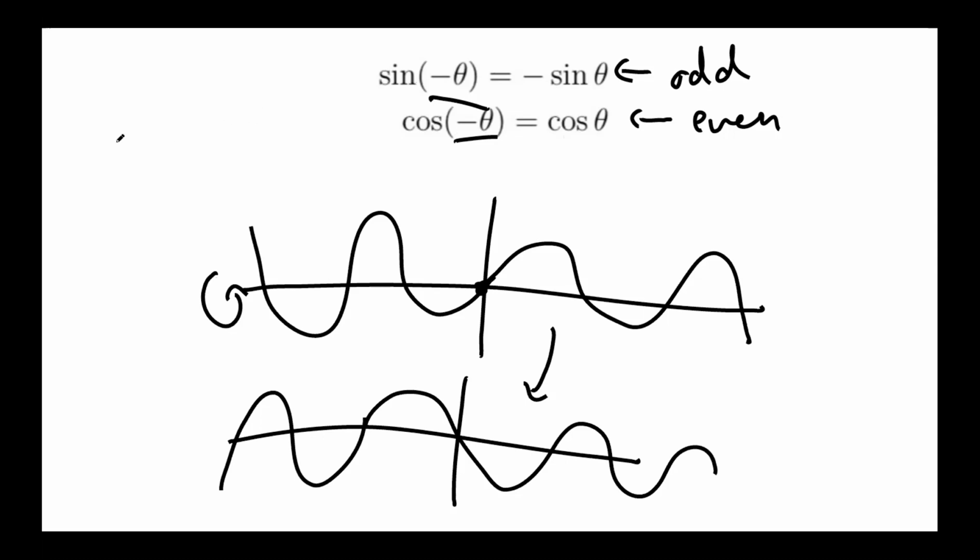Now for cosine, remember that we talked about how it was symmetric across the y-axis. And that basically means that if we flip it again by plugging in negative theta, it will just be the same function.